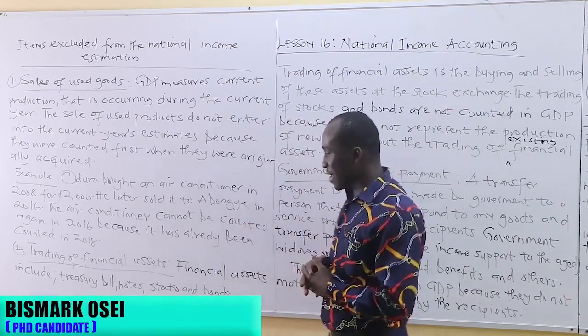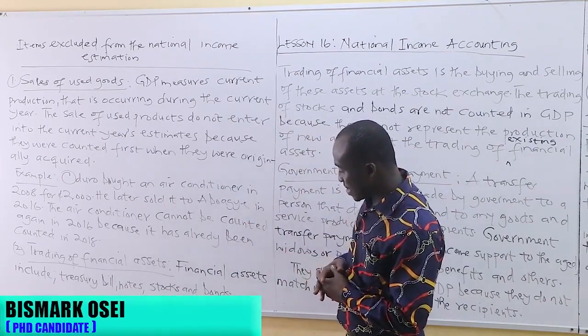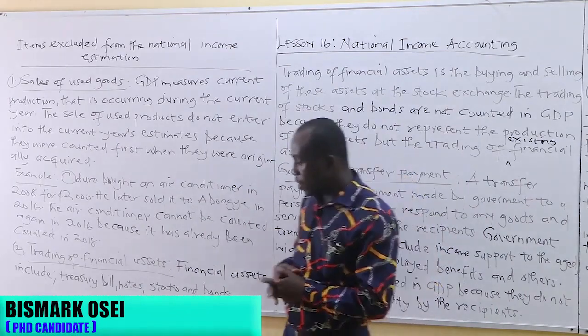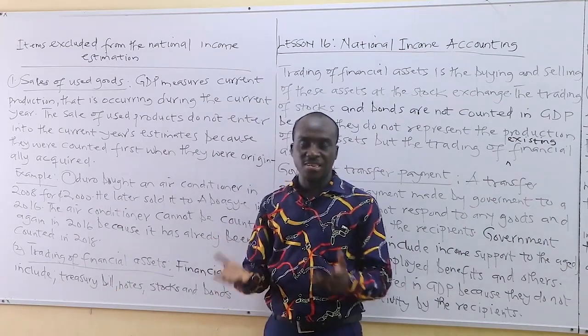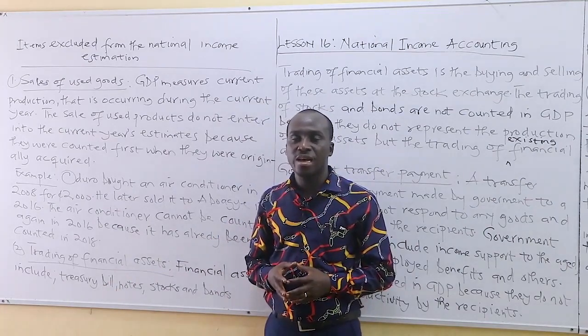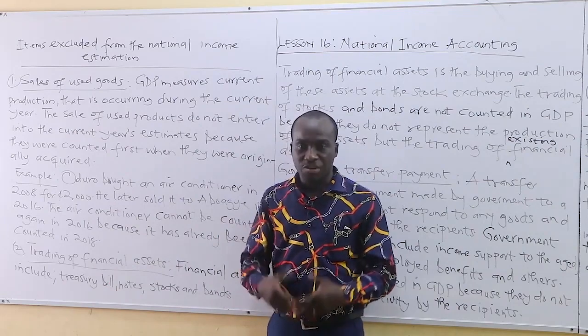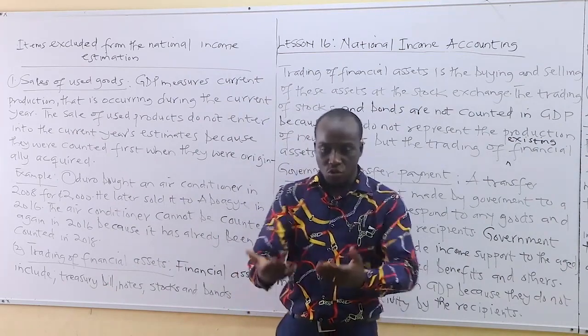Look at trading of financial assets. Trading of financial assets, financials like treasury bills, notes, stocks, and bonds. What is a treasury bill? A treasury bill is a financial asset. So you can go to a commercial bank, and if I have 6,000 or 10,000 and I want to buy a treasury bill, you give them the money, they give you that treasury bill.